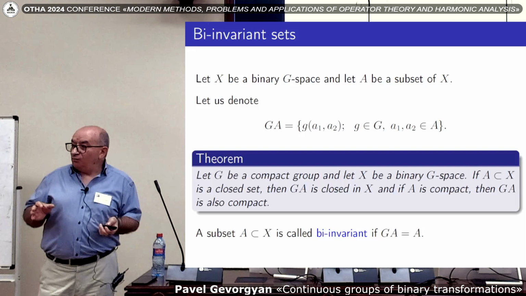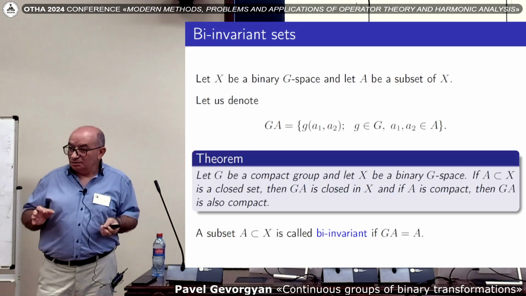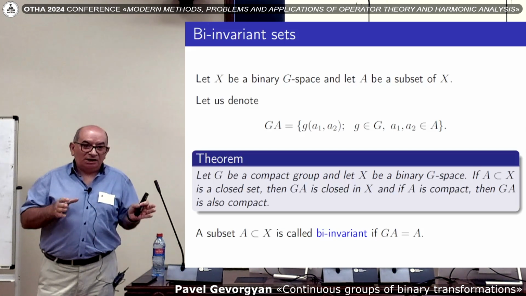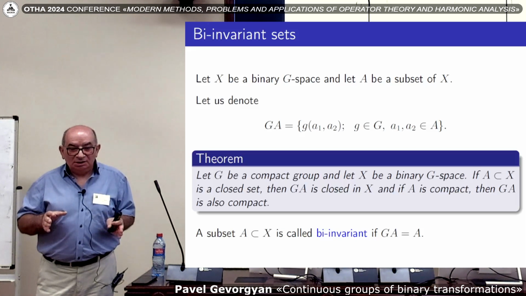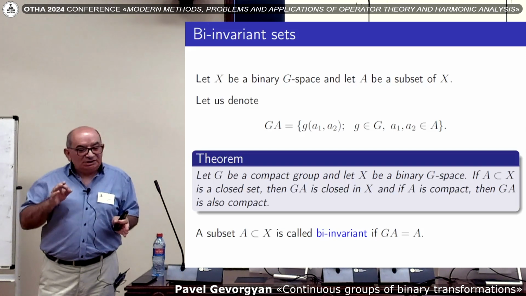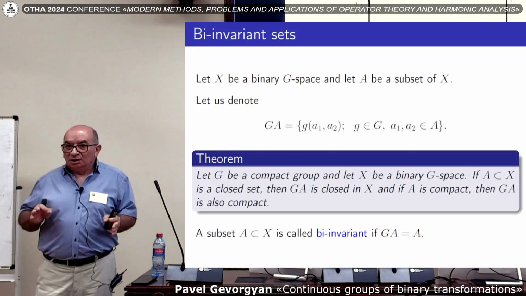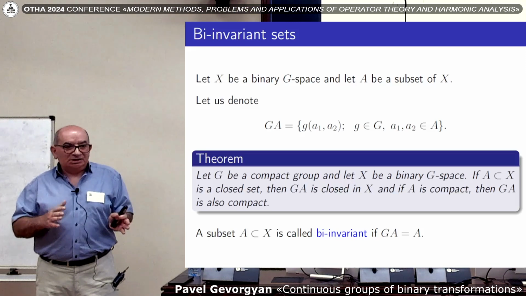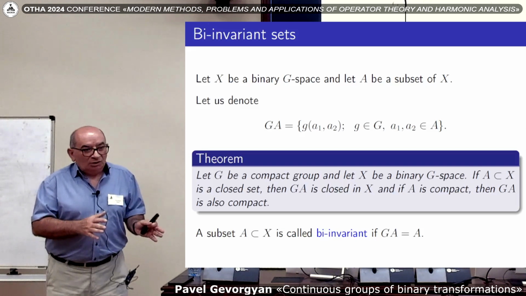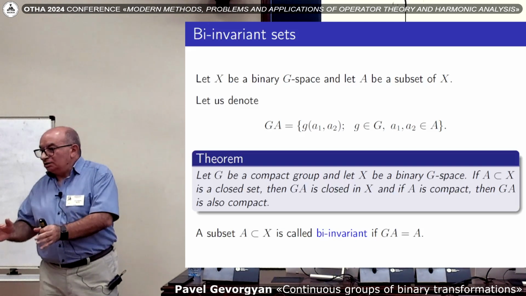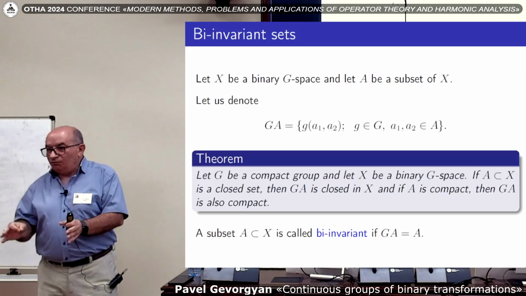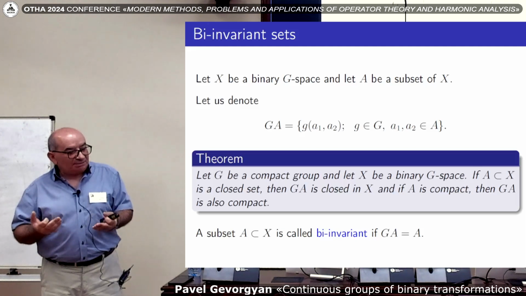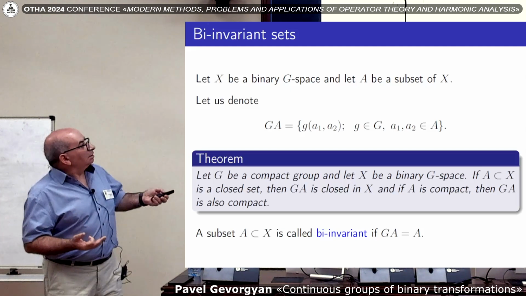Although the category of all binary G spaces is a natural extension or generalization of the category of all G spaces, significant problems arise when we try to extend some notions and results from the theory of G spaces to the theory of binary G spaces. The first problems arise when we consider bi-invariant subsets of a binary G space.